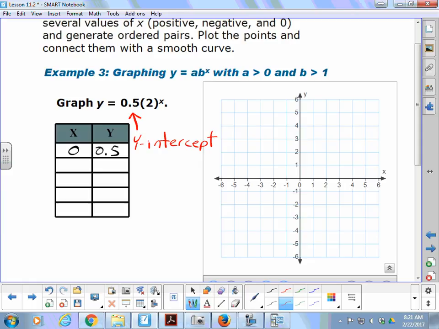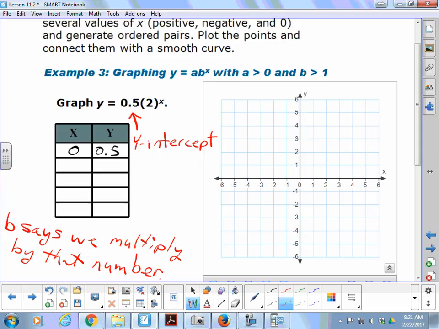Now, the next thing is to think about what the value of b tells us. What b says is that we multiply by that number. So we're just going to multiply by the value of b. When I put a 1 here, and I take 0.5 and multiply it by 2, what do I get? 1. And then I put a 2 here, so I'm going to multiply by 2 again. We multiply by 2 to get the next number. So what's 1 times 2? 2. We multiply by 2 again. 2 times 2 is 4.